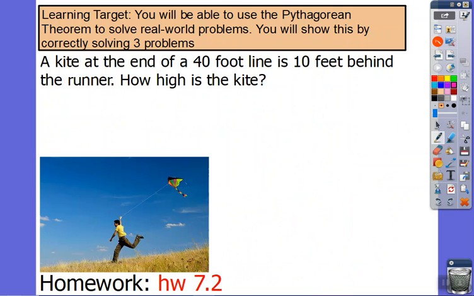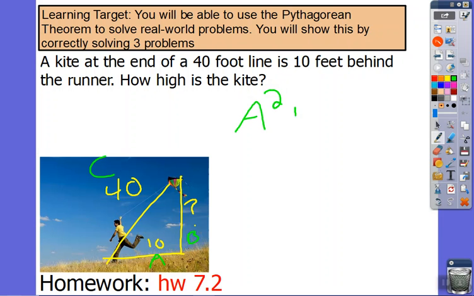And lastly, a kite at the end of a 40-foot line is 10 feet behind the runner. How high is the kite? So this is going to be our triangle. We know that it is a 40, at the end of a 40-foot line, it is 10 feet behind, and we'd like to know how high. So this is our first variation on that problem. In this case, we do have the C, and we're going to be looking for the B.